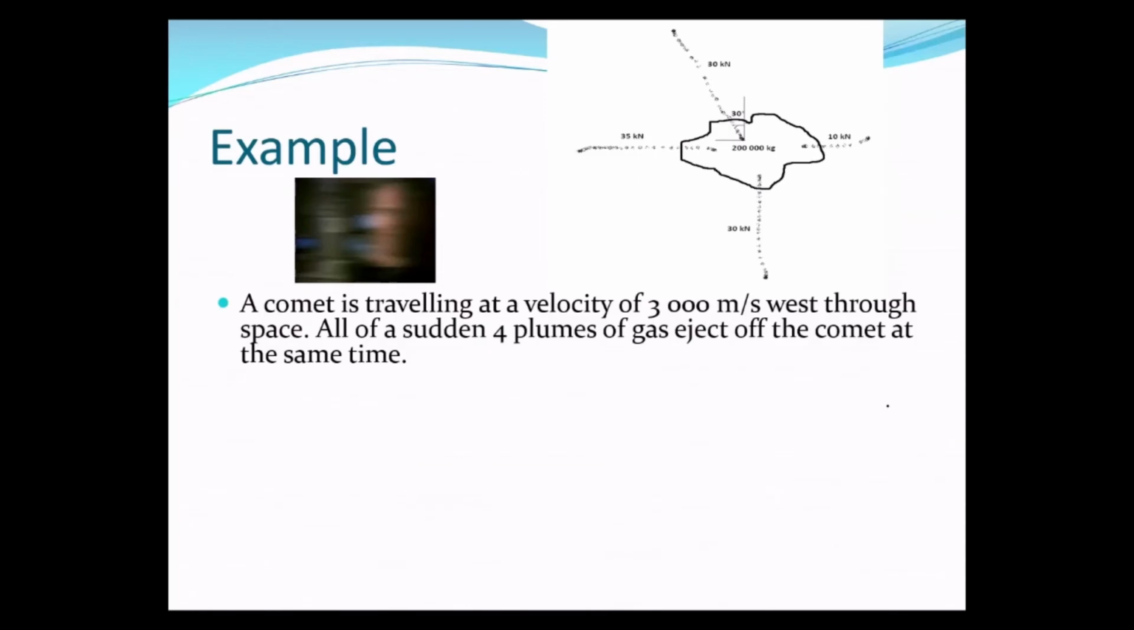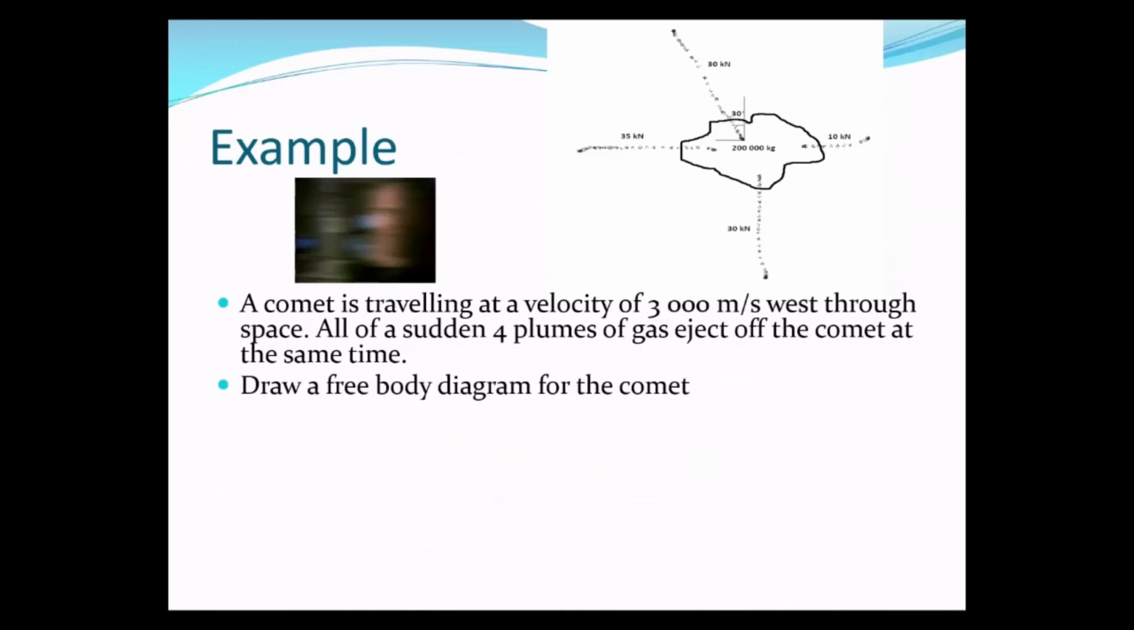So now we're ready to finish off this question. After watching that video, Sydney got destroyed. Shoot, the city, not the student. Okay, so a comet is traveling at a velocity of 3,000 meters per second west through space, which is kind of stupid because there's no west in space, but we'll keep with the 2D stuff. All of a sudden, 4 plumes of gas eject off the comet at the same time. So we're going to draw a free body diagram of the comet.